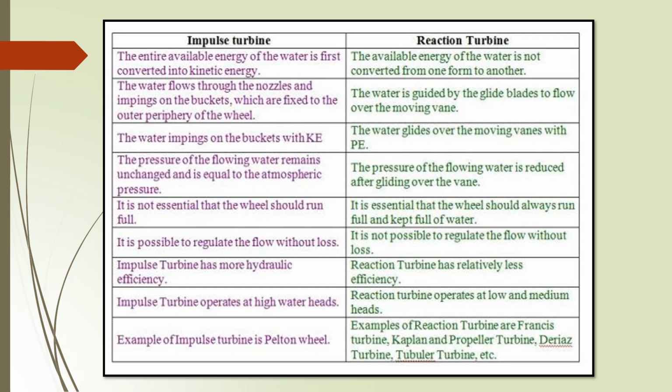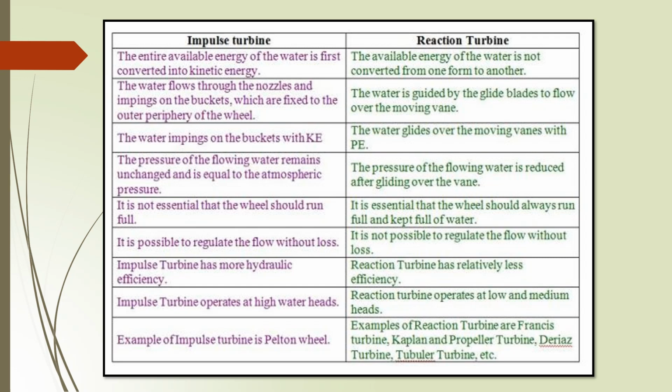In an impulse turbine, the water flows through the nozzles and impinges on the buckets, which are fixed on the outer periphery of the wheel. Whereas in a reaction turbine, water is guided by the guide blades to flow over the moving vane. In an impulse turbine, the water impinges on the buckets with kinetic energy. Whereas in a reaction turbine, the water glides over the moving vanes with potential energy.